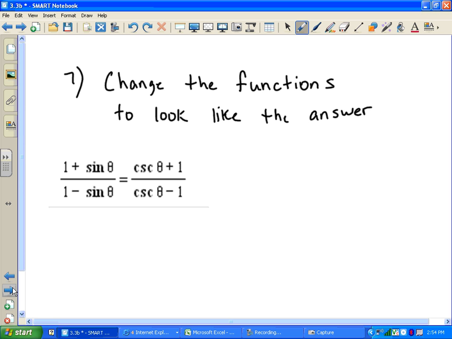Okay, next one is to change the functions to look like the answer. Now, I've actually pulled an identity to do this one. And so what I want to illustrate with this is that this has 1 plus sine on the left, and supposedly this is supposed to give me this somehow. Well, notice, we should see a relationship there. Sine and cosecant are reciprocals of each other. So what we can do here is change that sine function to look more like cosecant because they are reciprocals. Okay, so let me show you what we're talking about here. Let me rewrite the first one.